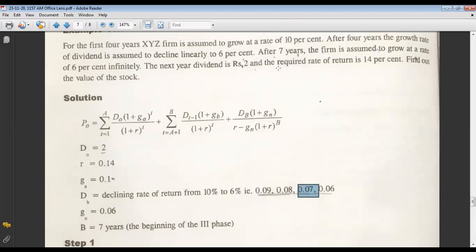Yes, Rashmi? So how did he assume that it is going to decline by 1% per year, sir?